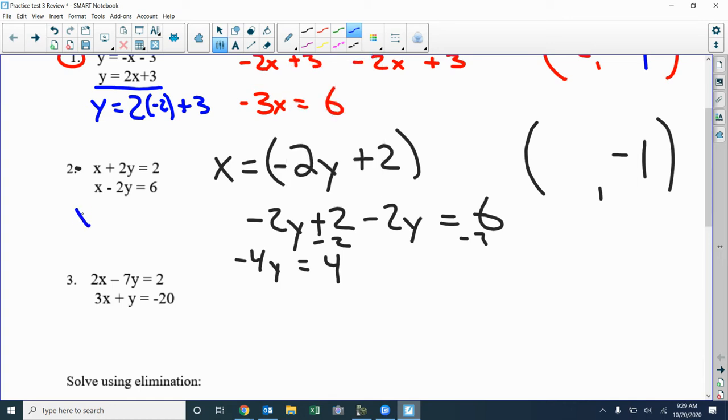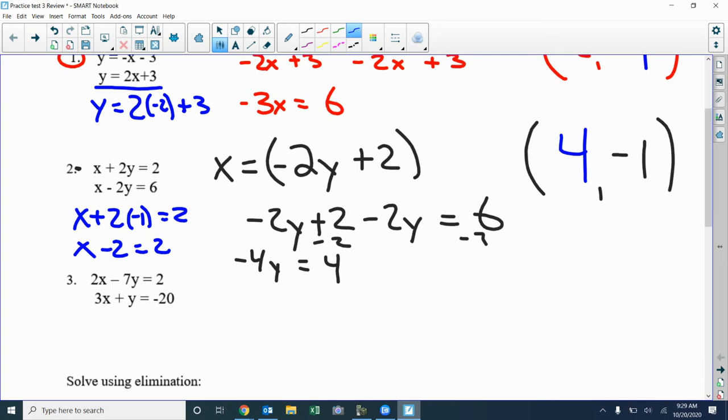Y is negative 1. So we'll have X plus 2 times negative 1 equals 2. So that would be X minus 2 equals 2. Is that right? I feel like I'm doing something wrong there. Oh, we're going to plus 2 on both sides, so it's 4. Is that the other possibility? Yeah, the X is 4. Awesome. So again, you're looking at 4, negative 1. Everybody feeling okay there?